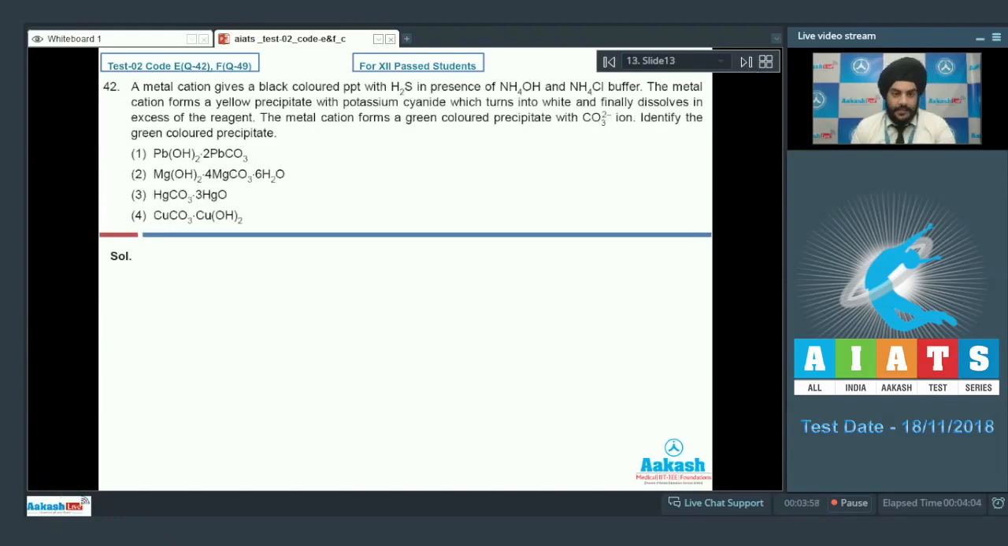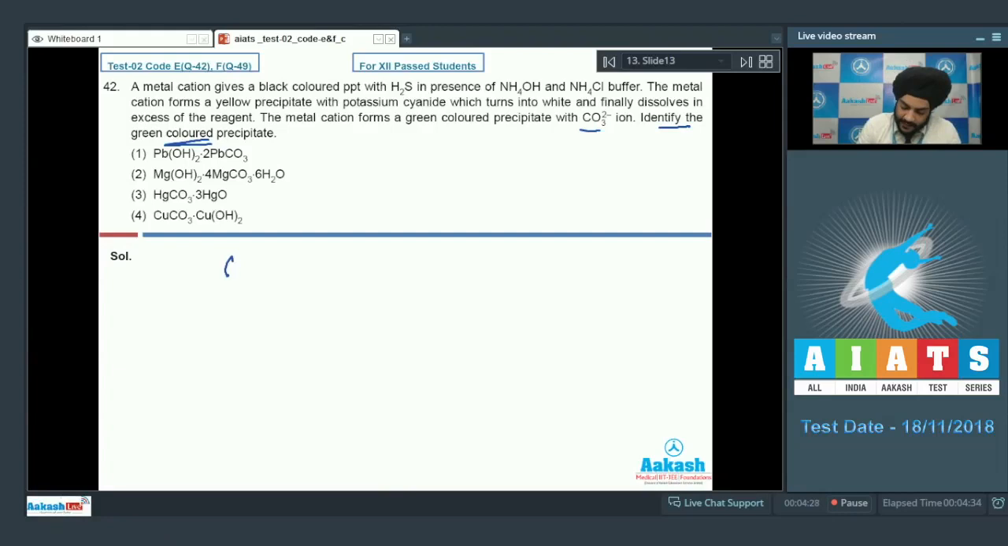A metal cation gives a black colored precipitate with H2S in presence of NH4OH and NH4Cl buffer. This metal cation forms a yellow precipitate with potassium cyanide, which turns into white and finally dissolves in the excess of reagent. The metal cation forms a green colored precipitate with carbonate ion. We have to identify the green colored precipitate. So students, the given cation in the question is copper.